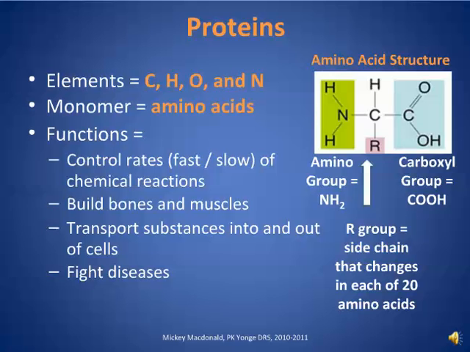All amino acids have 3 main parts. Each amino acid has an amine group highlighted in green, the NH2, a carboxyl group highlighted in blue, COOH, and an R group highlighted in purple. The R group is a side chain, which is the portion of each amino acid that is different. Like carbohydrates and lipids, proteins are made of the elements carbon, hydrogen, and oxygen, but proteins also contain the element nitrogen. Sometimes they also contain the element sulfur.